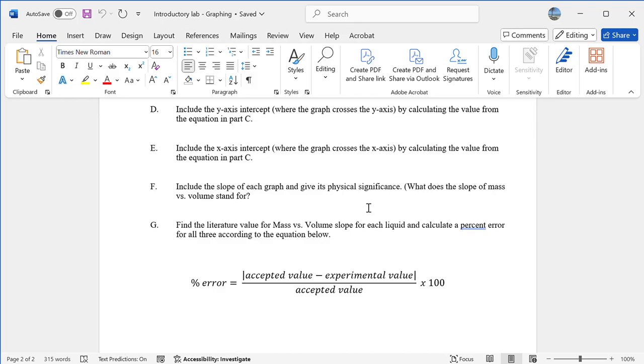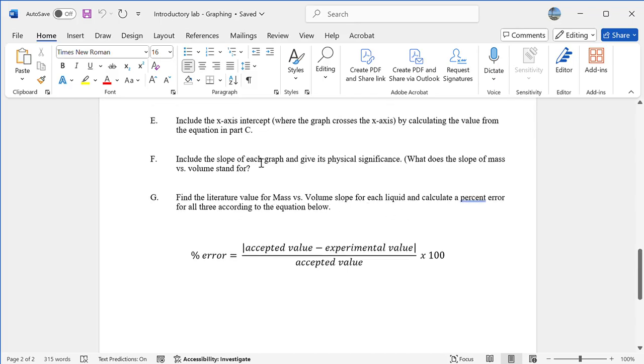Give its physical significance. What does the slope of mass versus volume actually stand for? And then you can look up the literature value. I put mass versus volume slope here, but knowing what that is from part F, you will be specific when you look up the literature value of the slope of each liquid. If you just type on the internet, what is the literature value for the mass versus volume slope of water, it's not going to know what you're looking for, because I didn't want to give it away in G. I'm looking for a specific word in part F.